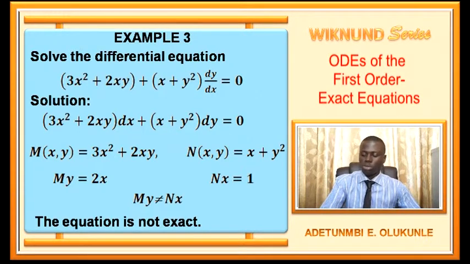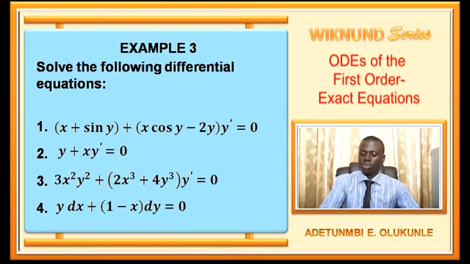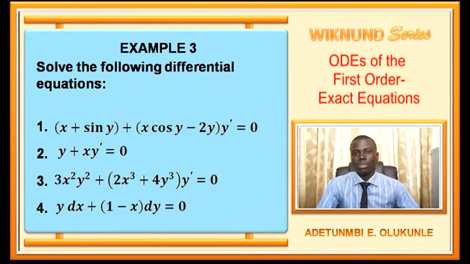Please let me leave you with some questions for you to attempt. So solve the following differential equations. Number 1, (x plus sin y) plus (x cos y minus 2y) y prime equals 0. Number 2, y plus x y prime equals 0. Number 3, 3x squared y squared plus 2x cubed y plus 4y cubed y prime equals 0. Number 4, y dx plus (1 minus x) dy equals 0.